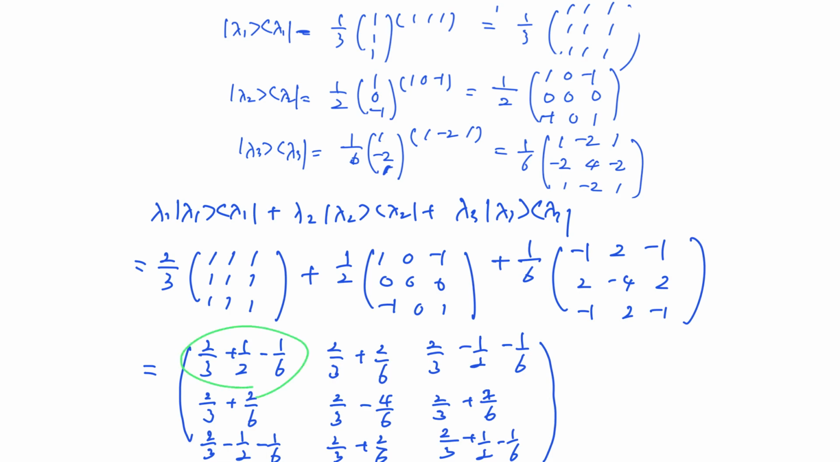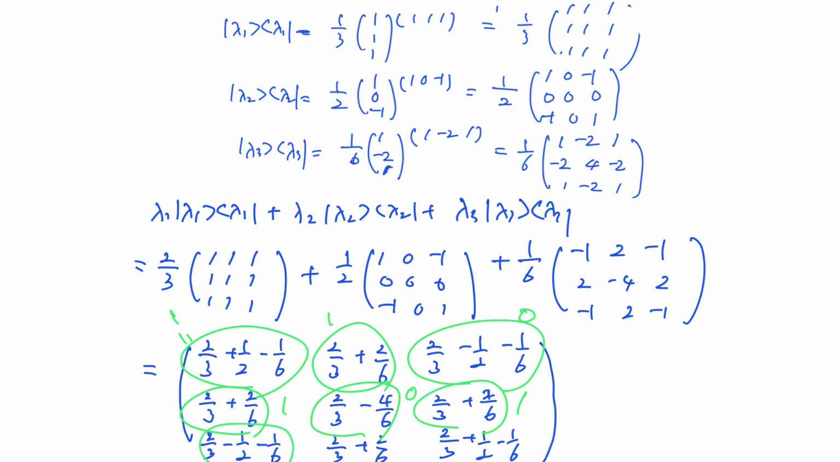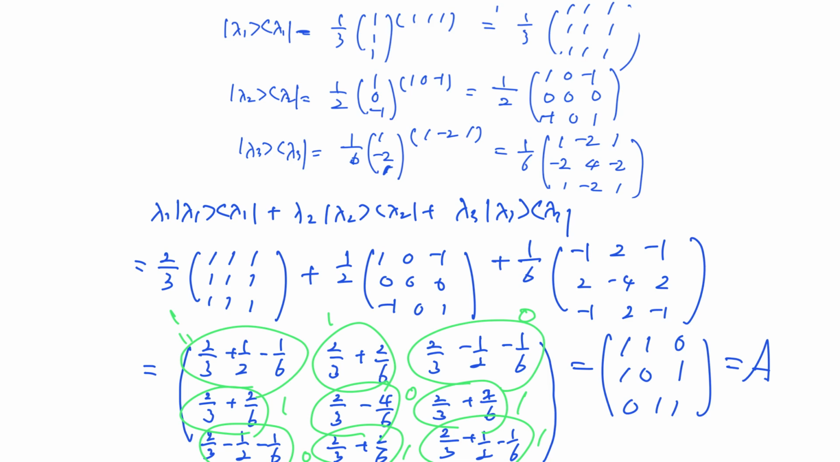This is 1. This is 1. This is 0. This is 1. This is 0. This is 1. This is 0. 1. 1, right? So 1, 1, 0, 1, 0, 1, 0, 1, 1 equals A, right? So that means the spectral theorem is satisfied.